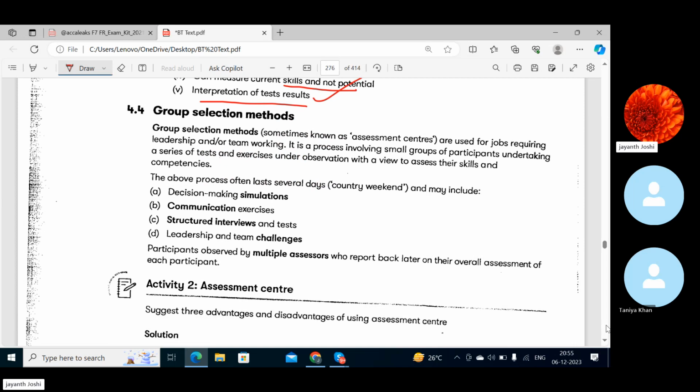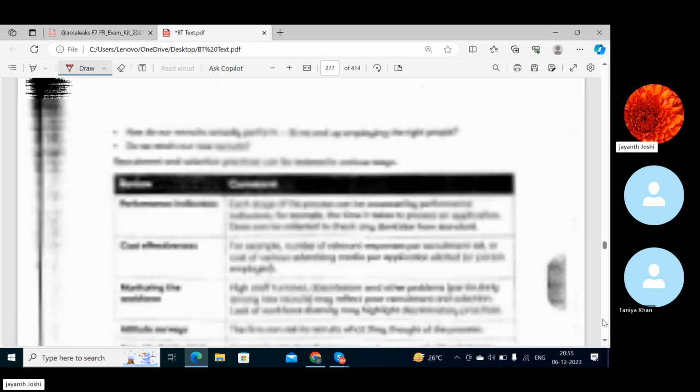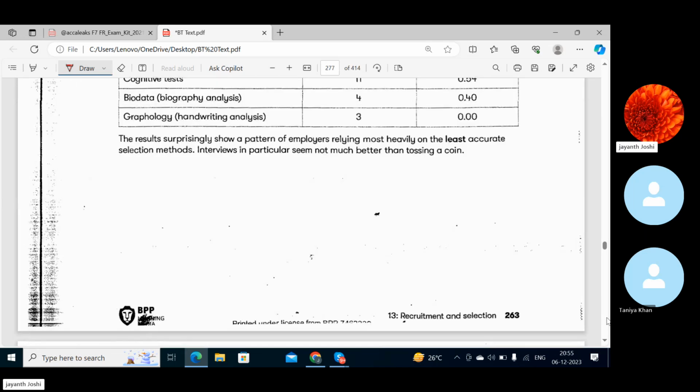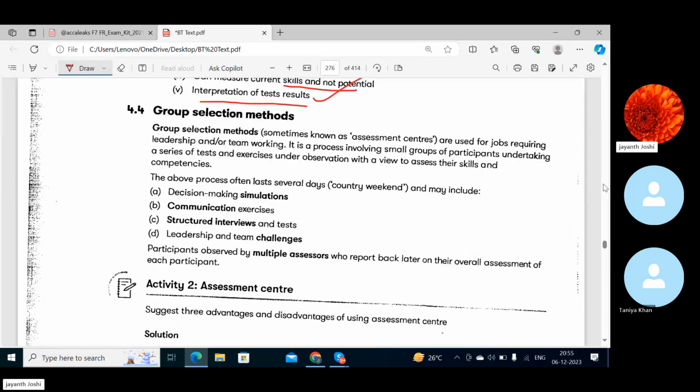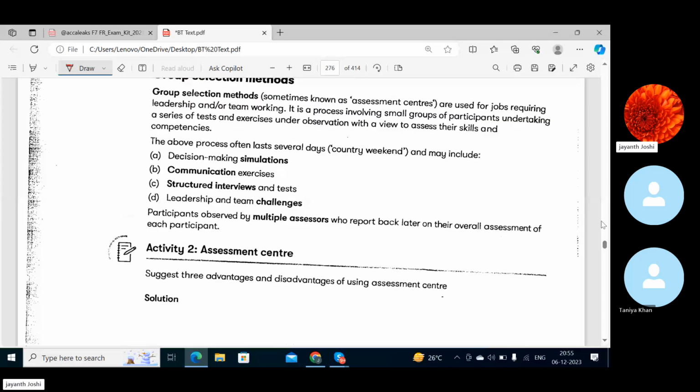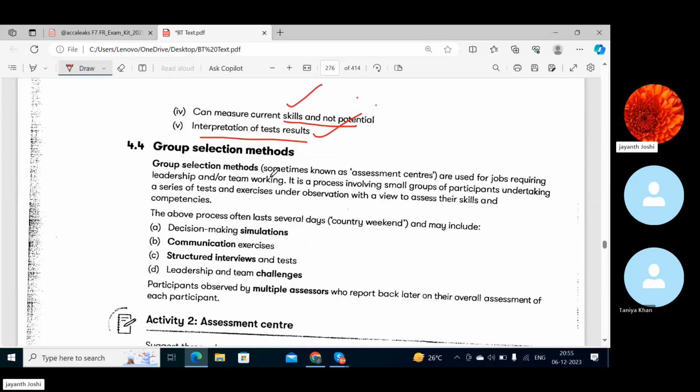Now we will do this. Topic number 4 is very big. I have time till 9 because tomorrow is the FR exam for ACCS, so I have some task. Okay, we will do till here.